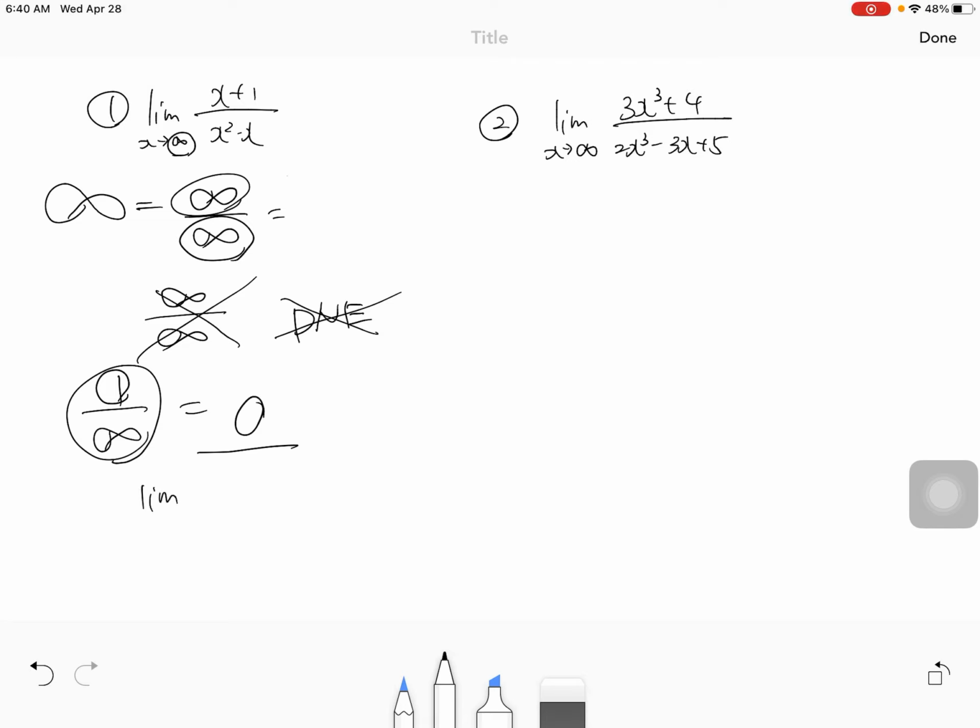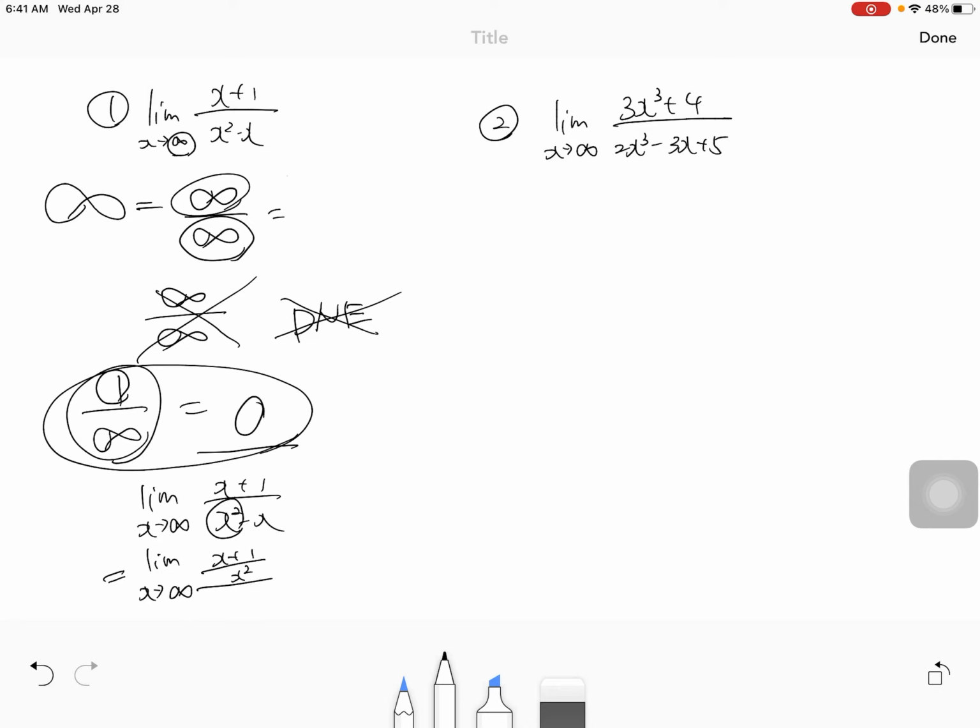so let's try to solve it. But for now, you can't use this definition. So what I would do is divide by the highest power of x in the denominator. I mean, the highest power in the denominator is x squared. So I divide by x squared on top and the bottom. It's going to be (x over x squared plus 1 over x squared) over (x squared over x squared minus x over x squared).